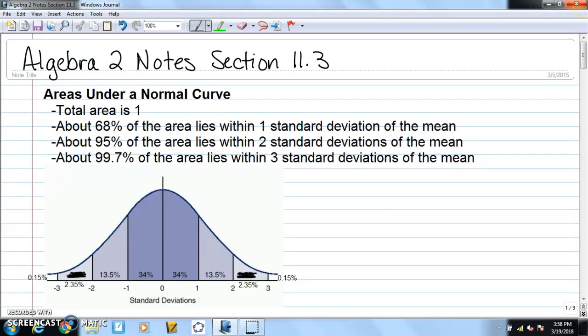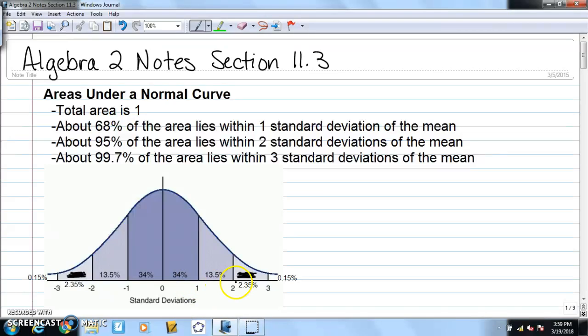Okay, in this section 11.3 we are going to talk about how to use normal distributions. And so in a normal distribution we have what's called areas under this normal curve. The total area is going to be 1 because if you add up all the outcomes again, it's 100%, just like we saw before. Well, what happens in a normal curve is that about 68% of your values are going to be right in this darker area that lies within 1 standard deviation of the mean on either side. So plus 1 standard deviation or minus 1 standard deviation of the mean.